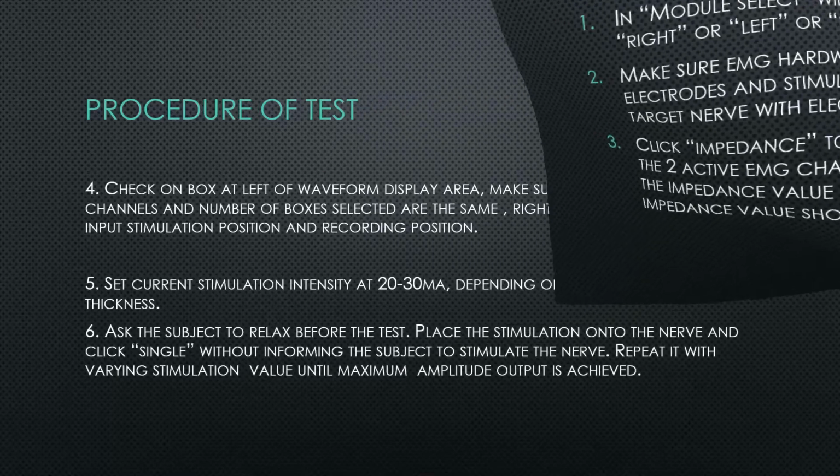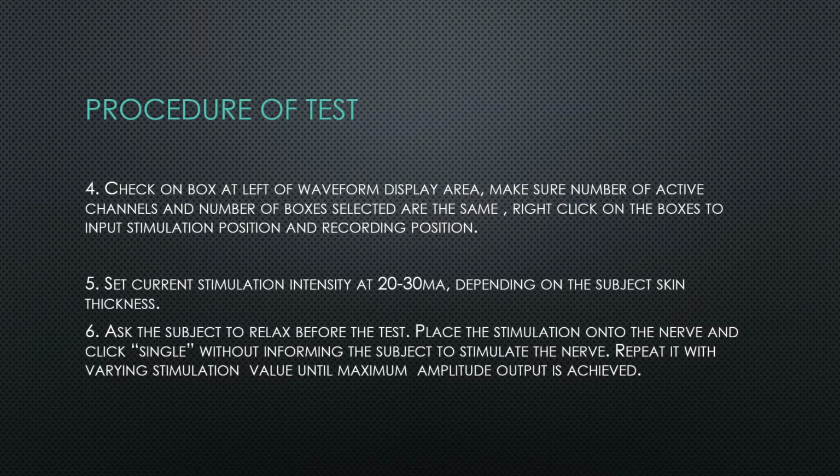Step 4. Click on a box at the left of the waveform display area. Make sure the number of active channels, see top right, and the number of boxes selected, dark blue boxes, are the same. Right-click on the boxes to input stimulation position and recording position. Step 5. Set the current stimulation intensity at 20 to 30 mA, depending on the subject's skin thickness.